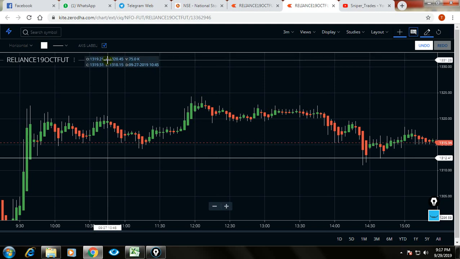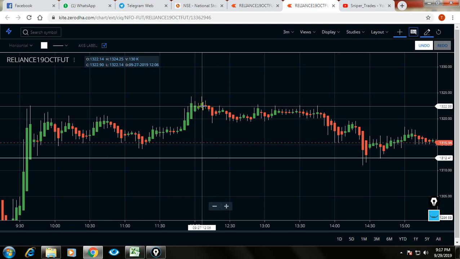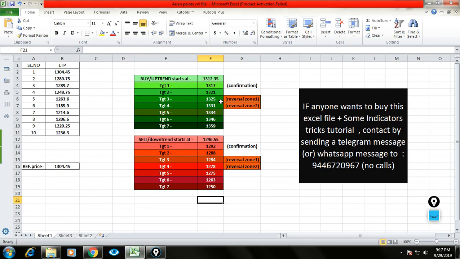in H. H signifies the high made by a particular candle. So the high made by this candle is 1324.25. Now let's go back to the Excel file and see how many targets are achieved. 1324.25 is the high made. Target 3, which is reversal zone 1, is not achieved, but the price has come just below target 3.